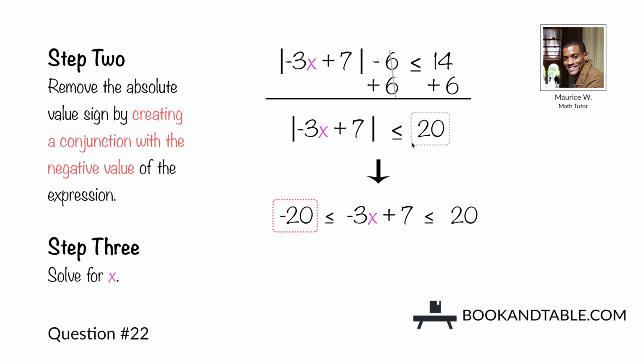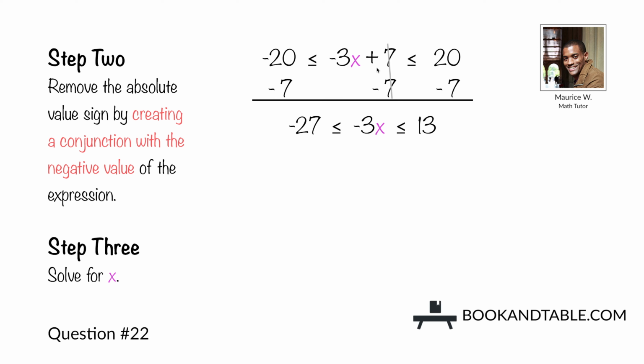So step 2, remove the absolute value sign by creating a conjunction with the negative value of the expression. So the positive value is 20. So if we make that negative, we get negative 20. We remove the absolute value sign, keep our sign less than or equal to. And now we have the compound inequality that we want to solve for. So step 3, solve for x.